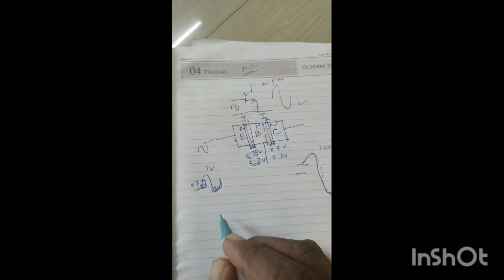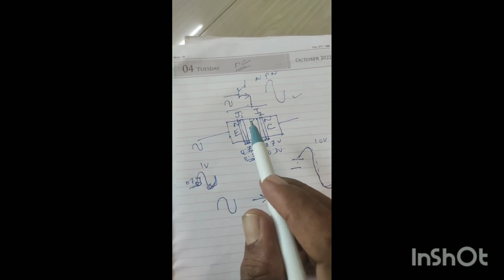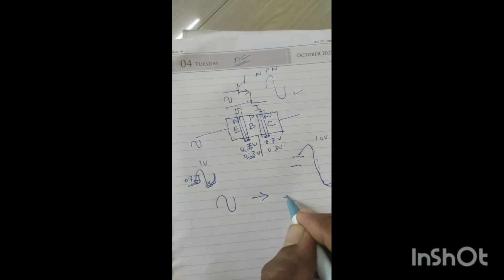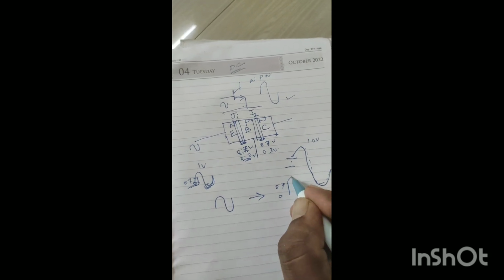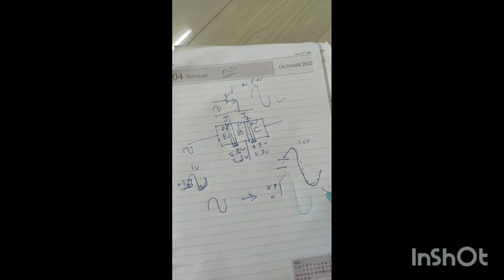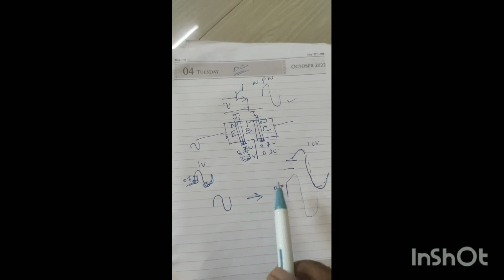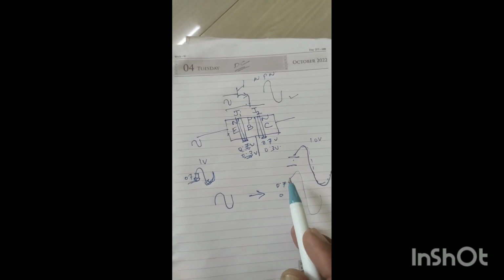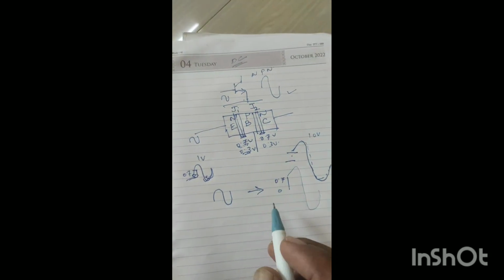So if the input signal is like this and you are not properly giving the additional biasing DC voltage to the BJT, what will happen? The 0 to 0.7 volt will disappear in the output and the output signal looks like this. This is not faithful amplification. This is distorted. In order to overcome this, we need an additional voltage as the biasing voltage.